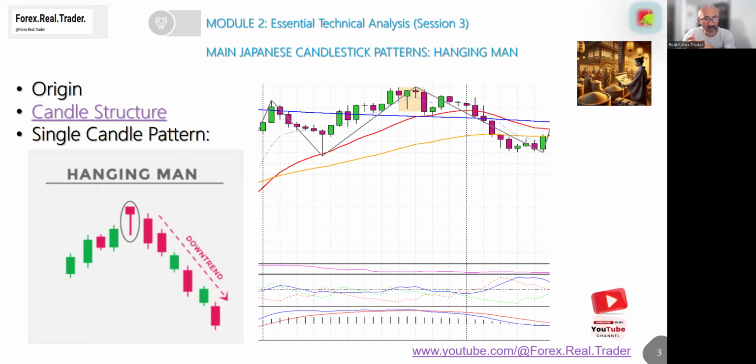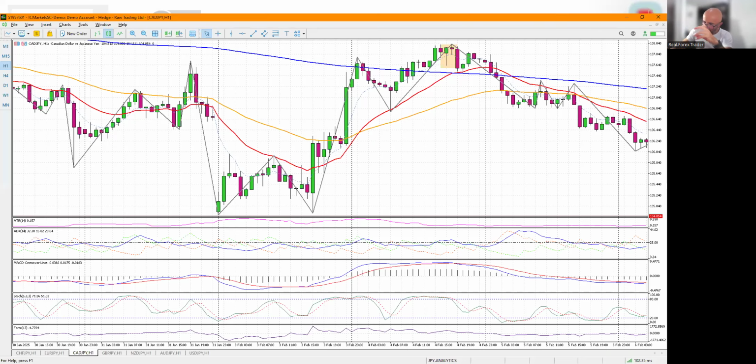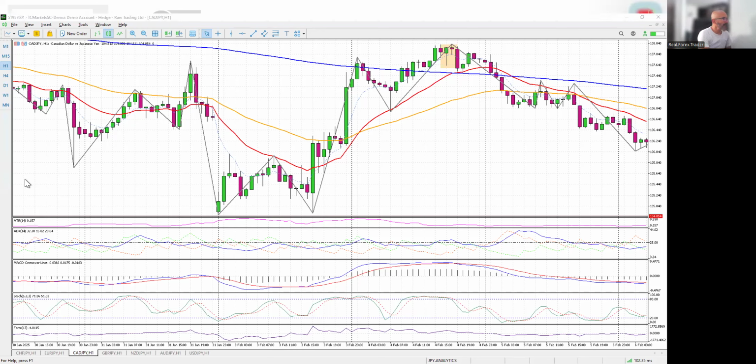It has a real body, a small body, and it doesn't matter if it is green or red. I mean, it doesn't matter if we are talking about a bull or a bear candle. Let me show you on our charts how it is identified. I usually search my charts for the pattern, and I just found this one in here, right? This is the hanging man.